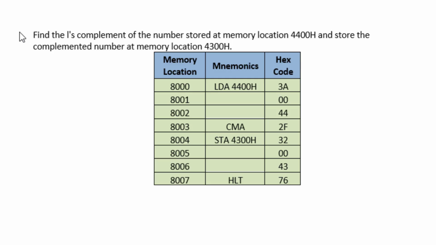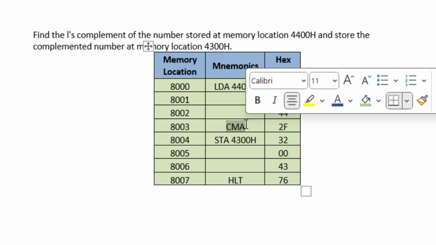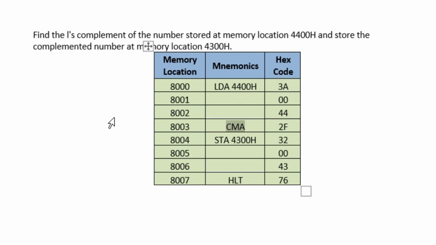Now in the next program, we need to find the ones complement of the number at memory location 4400 and store the complemented number at 4300. So this is a very simple program. We first load the content from 4400 to A, and then perform CMA. CMA is complement the content of accumulator. Complementing converts zeros to ones and ones to zeros. That is what we have to do. The ones complement is, of course, that we make 0s into 1s and 1s into 0s, and then we store the result at 4300.